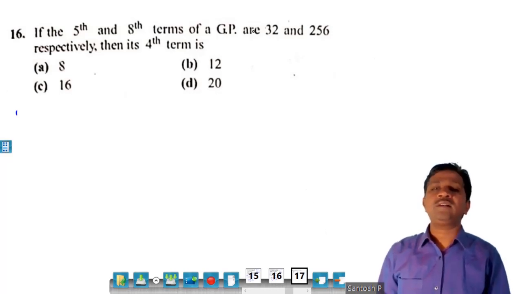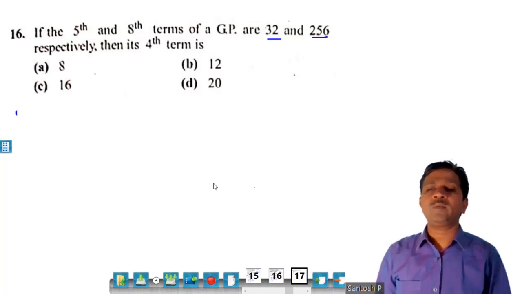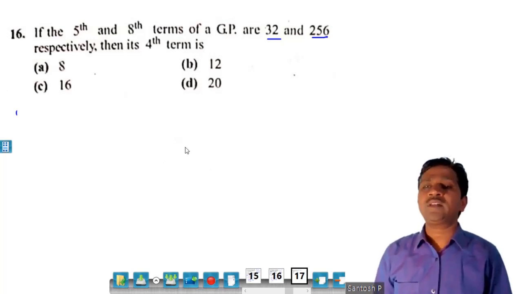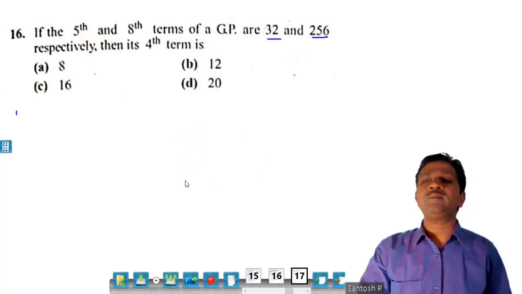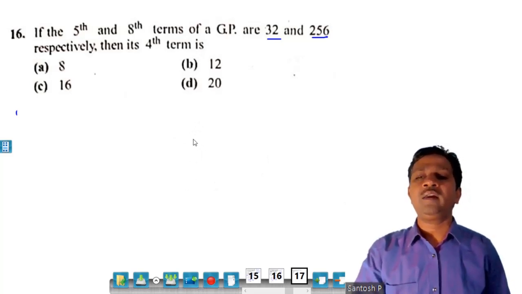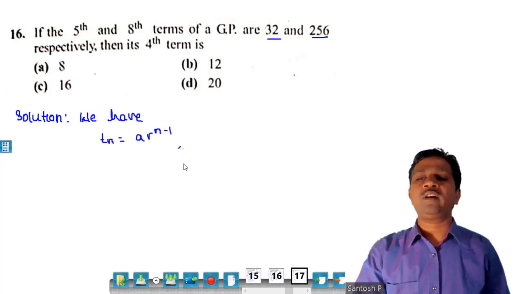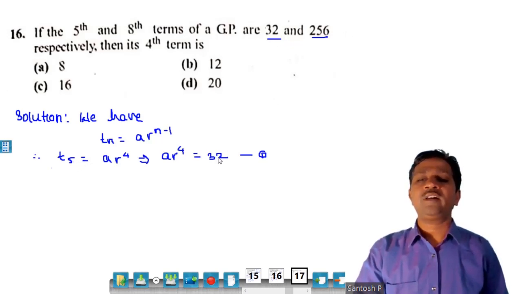The fifth and eighth terms of a GP are given to me, and you have to find the fourth term. We have solved this type of example before, in which the fifth term and eighth term were given and it was asked to find the fourth term. So we just need the formula for Tn, which is a into r raised to n minus 1. By putting n equals 5 in this formula, I will get a r raised to 4 to be T5. The fifth term is given to be 32. So I have written here: a r raised to 4 equals 32.